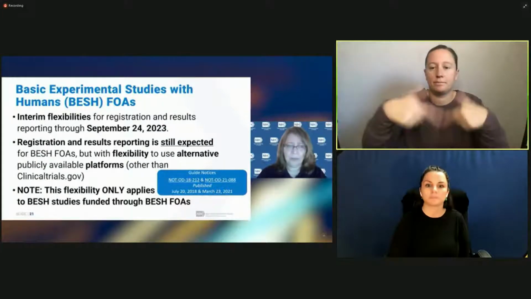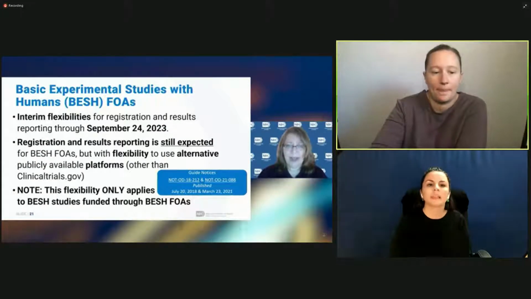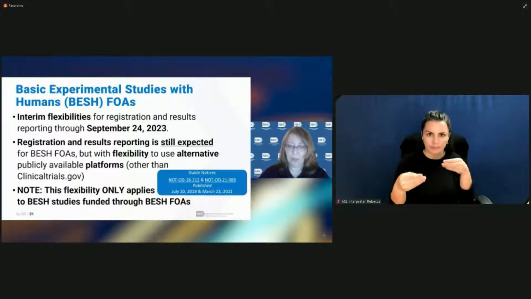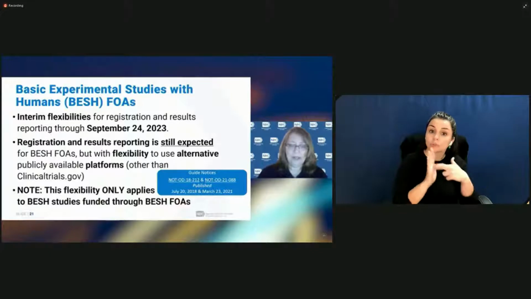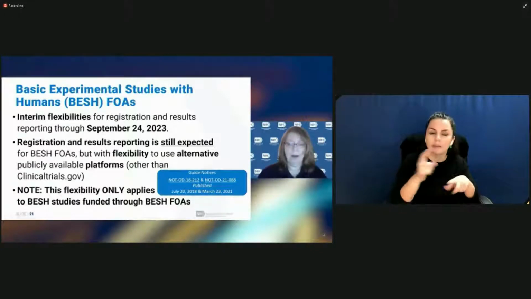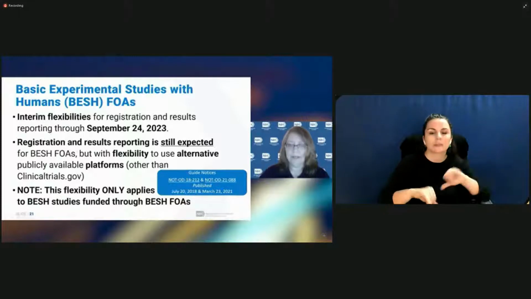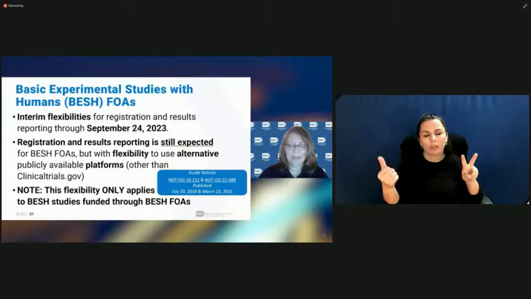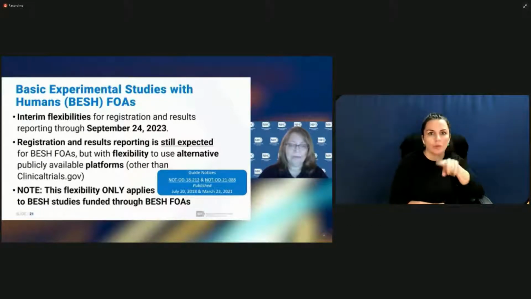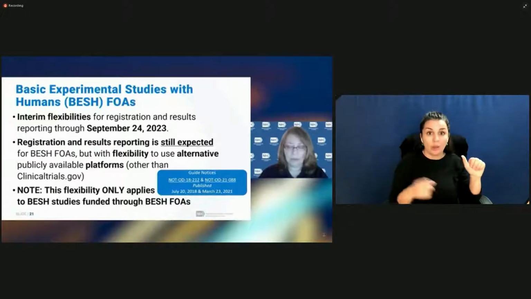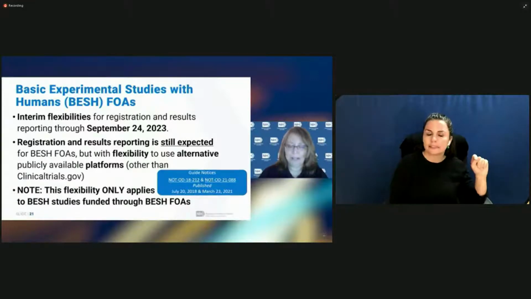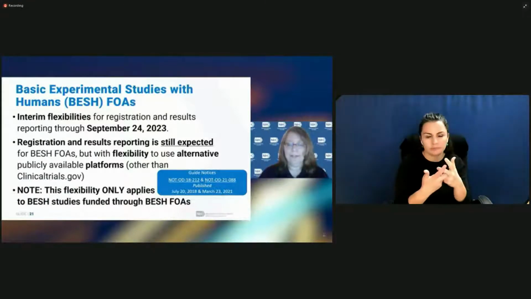This is important to note because certain BESH studies have some interim flexibilities. While they still have to register and report their results, they can do it in a platform other than clinicaltrials.gov. They can use an alternative platform. And these flexibilities are only for BESH studies that are responsive to a BESH FOA. So if the BESH studies come in under a regular clinical trial required FOA, they don't get these flexibilities. They only apply to those that are funded through BESH FOAs.